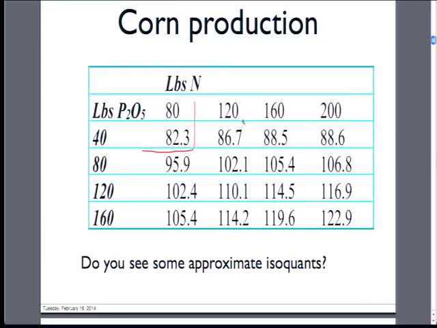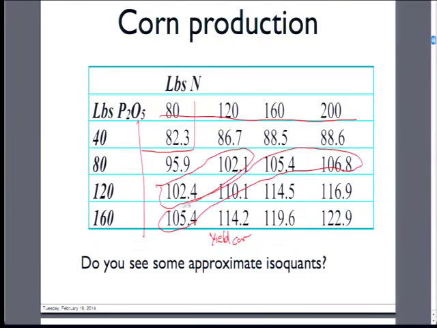So maybe this one, and then these numbers here are yield of corn. And these numbers here are how much nitrogen you put on an acre, and this is how much phosphorus you put on an acre. So if we see there's 102 and 102 are here. The same amount, the same quantity has been produced with different input bundles. So we could go maybe something like this. Here's another isoquant. Here's another isoquant. 114 has been produced with these two different sets of inputs. The x1 and x2 are changed, but you're getting the same output.